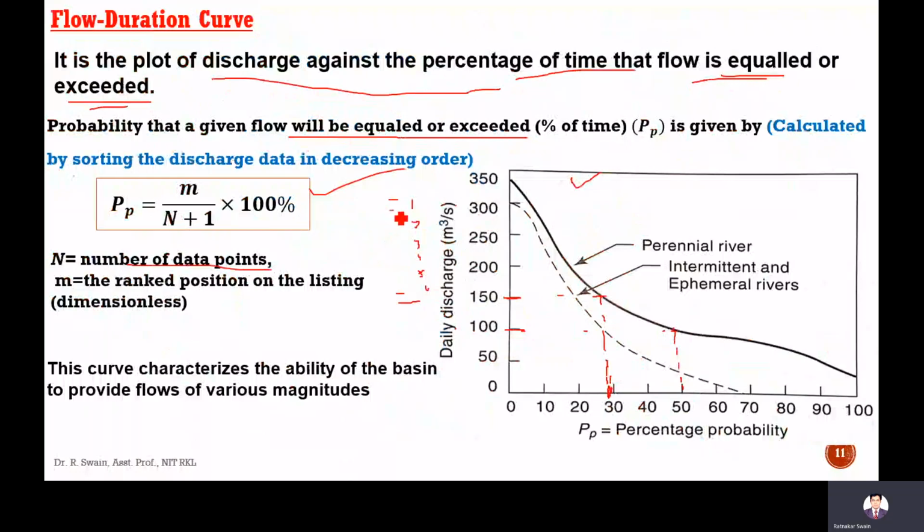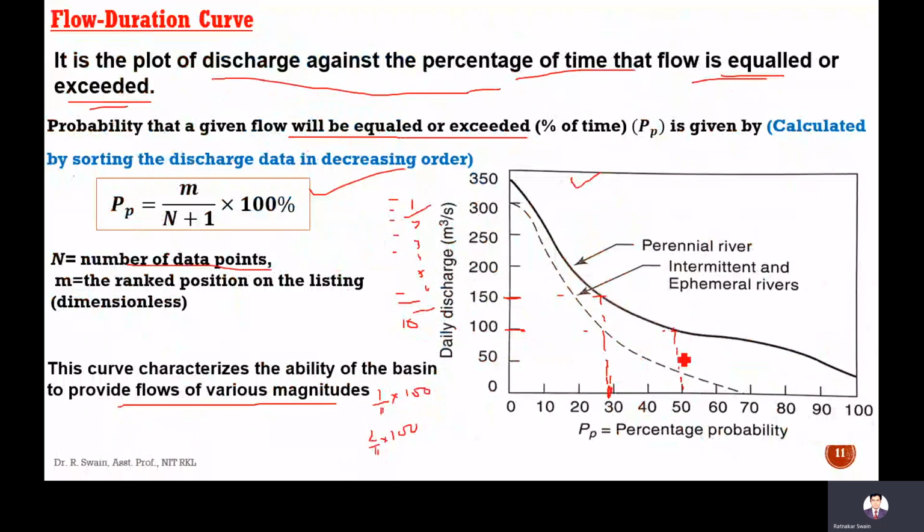So for each value of discharge we have to calculate this P, the probability of exceedance. For the first rank, which is the maximum, let there be 10 data points, so it will be 1 by 11 into 100. For the second rank, it will be 2 by 11 into 100. This curve characterizes the ability of the basin to provide flows of various magnitudes.